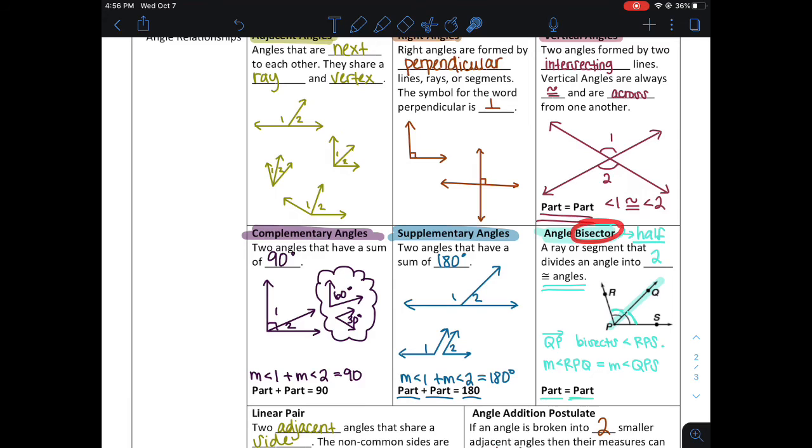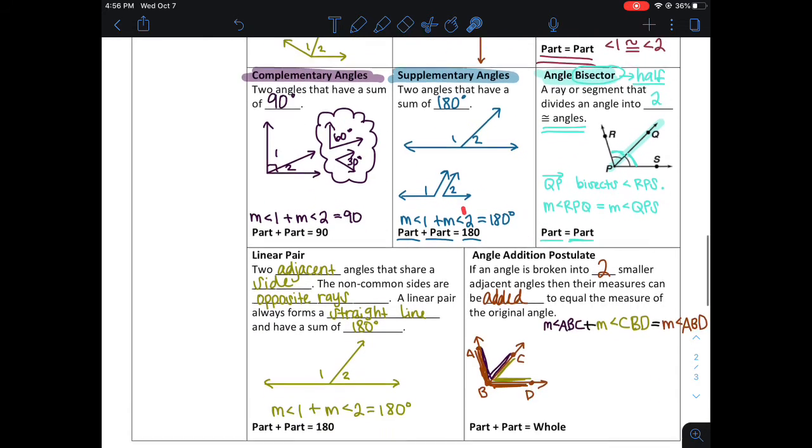Angle bisector. You should already know bisector means half. Okay, so basically if you have an angle that's divided in equal parts, then you would say that the ray that divides it is bisecting that angle. So QP bisects angle RPS. And once it's bisected, it should be kind of obvious, but angle RPQ and angle QPS are equal because RPS was cut in half. And that's a part equals part. Don't forget bisects, you're going to say part equals part. Remember that from segments? It's the same thing with angles.